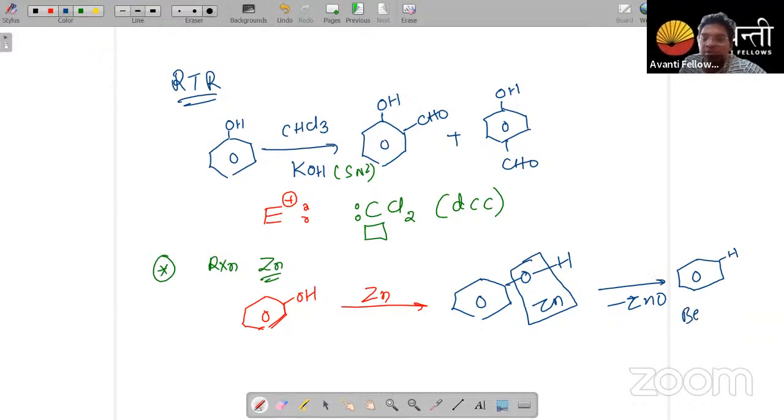So how do you prepare benzene from phenol? By just using a reducing agent, that is zinc, which will help in the reduction of phenol to benzene.